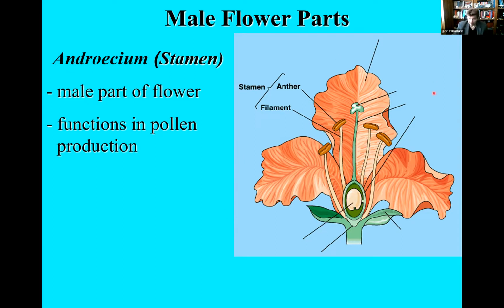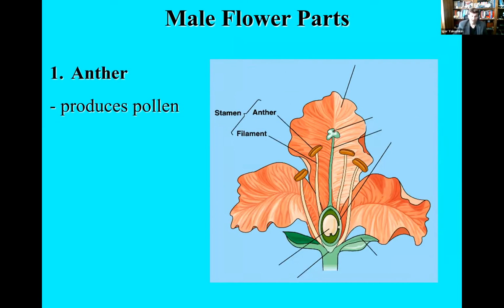And then later on, when it goes into a different flower, it will inevitably touch the sticky part. So the pollen will be transferred, cross-fertilization. So the anthers produce pollen, and the filament supports the anther to take the pollen out, so it will not be inside of the flower.